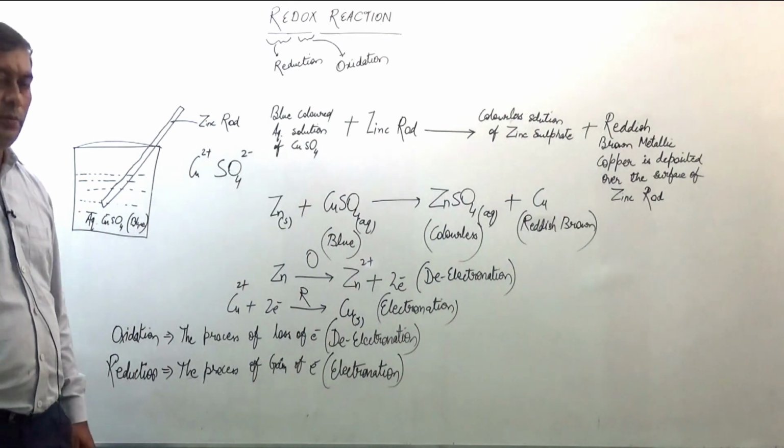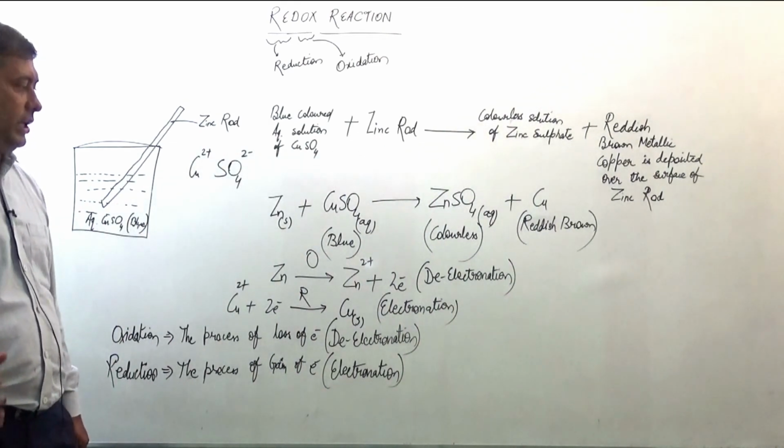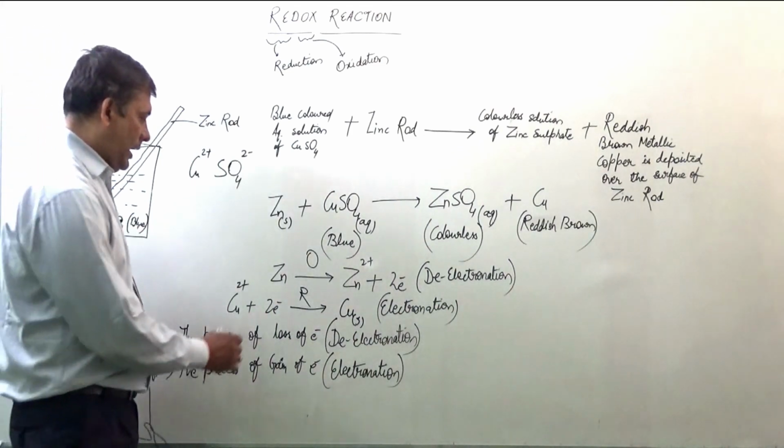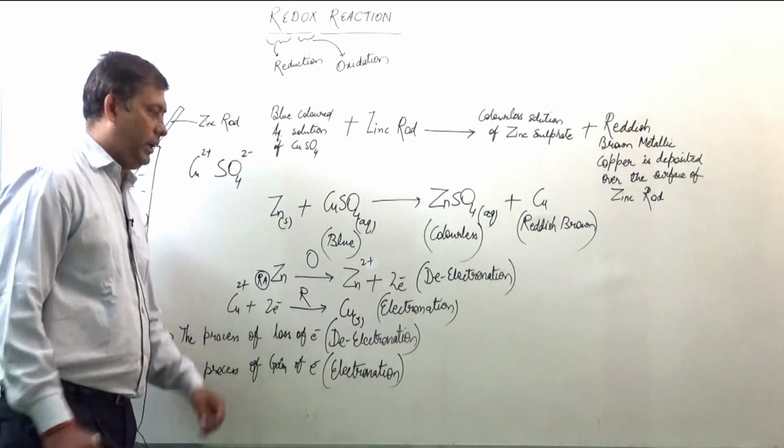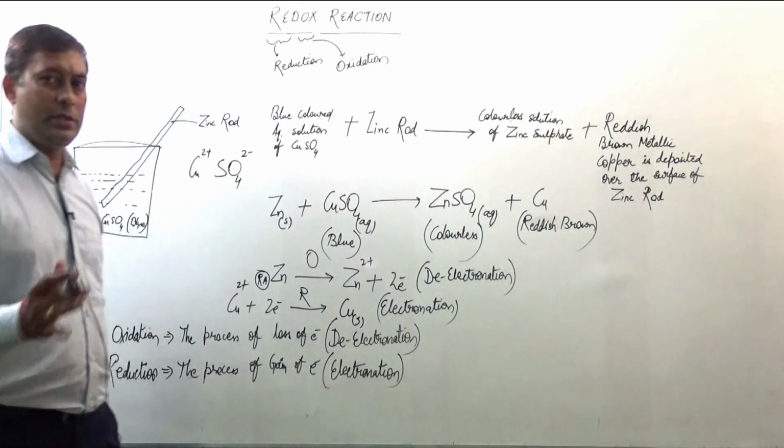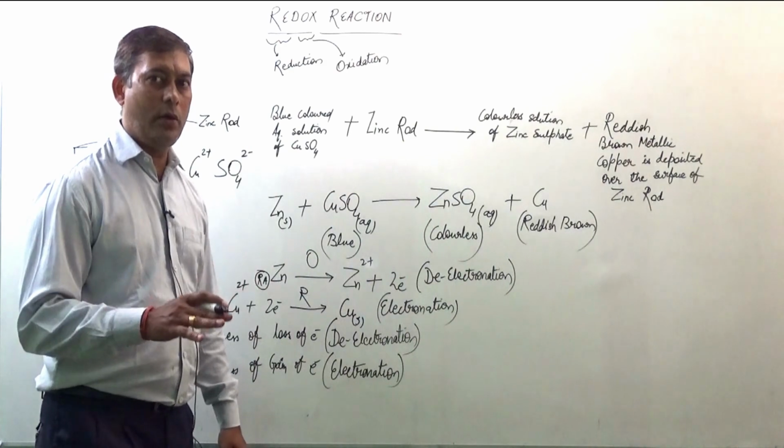And the substance which undergoes oxidation is called a reducing agent. A reducing agent is one which reduces others but itself gets oxidized.